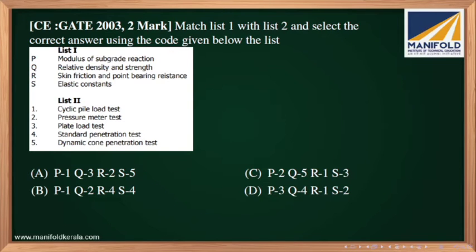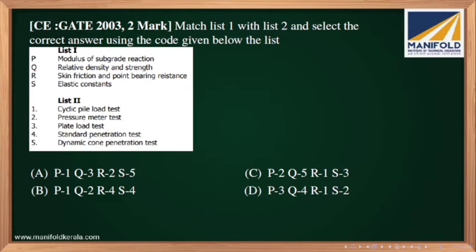Match list 1 and list 2. In list 1, certain parameters were given: modulus of subgrade reaction, relative density and strength, skin friction and point bearing resistance, elastic constants. In list 2, different tests were given. So what are the things we can find out from these tests? For example, cyclic pile load test, pressure meter test, plate load test, standard penetration test, dynamic cone penetration test.